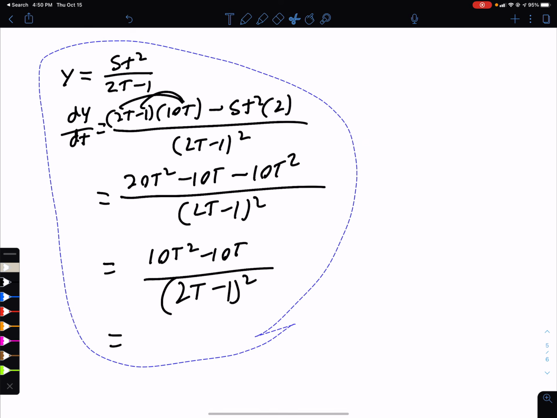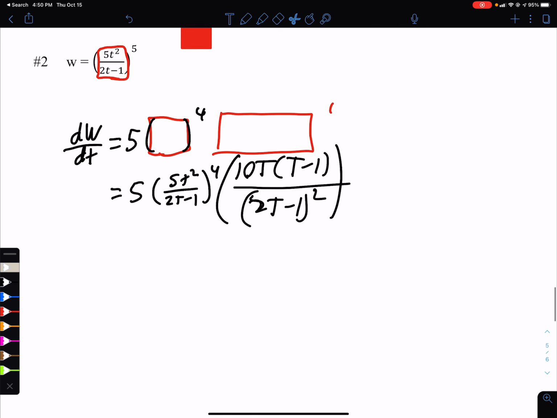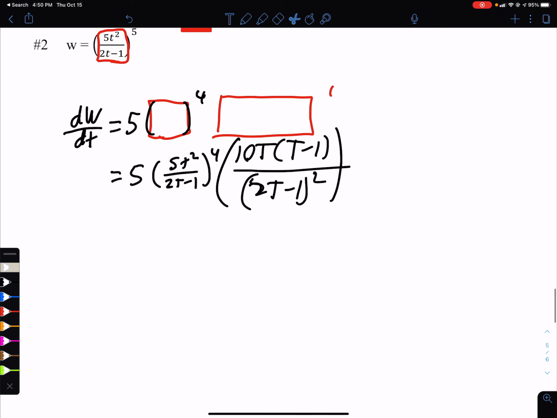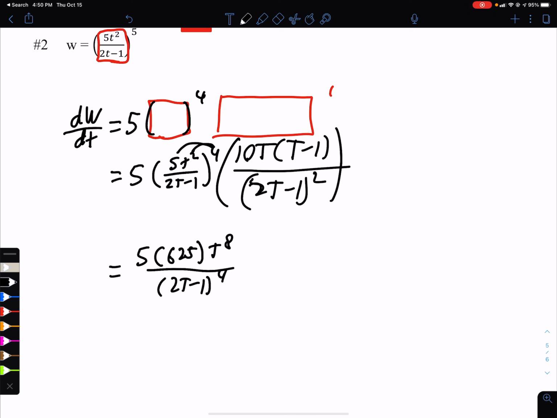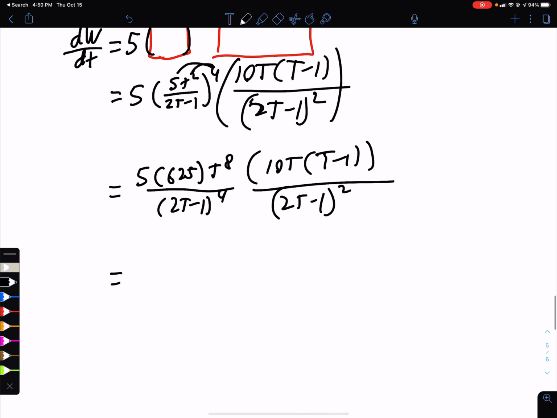All the rules we've had in here, you're going to use them, mix them up. You need to be proficient in them. I'm going to do some simplification. Watch this. I have a 5. Now 5 to the 4th, that's 625. T squared to the 4th is t to the 8th. And on the bottom I have 2t minus 1 to the 4th. Then I have 10t times t minus 1, all over 2t minus 1 to the 2nd. Watch this. Pretty. All on the bottom, I have 6 of those being multiplied.